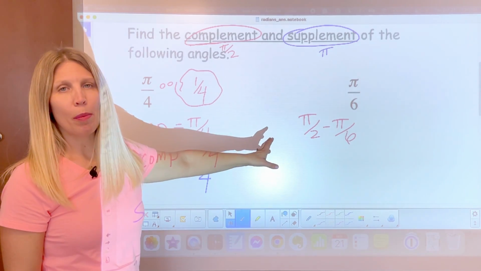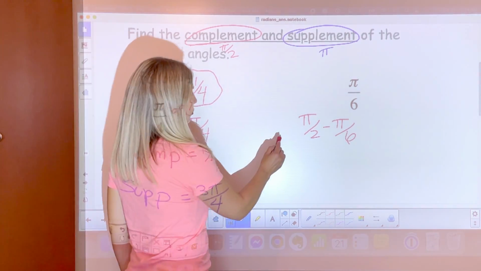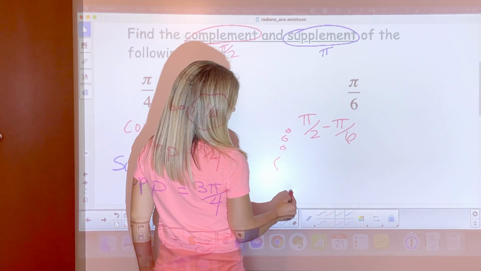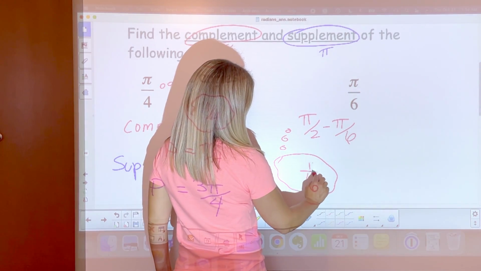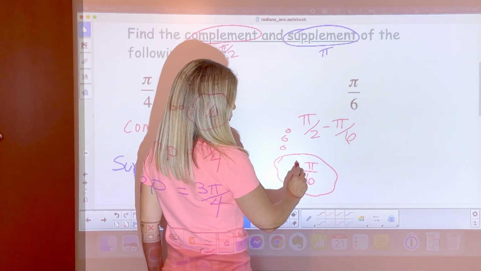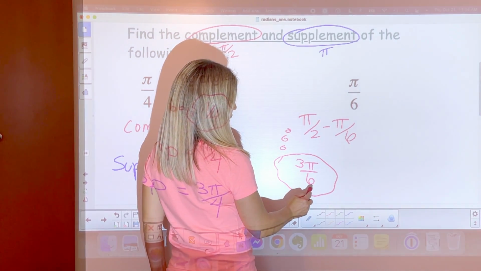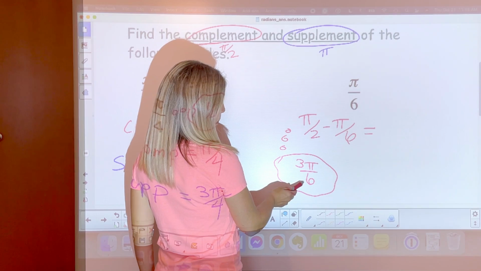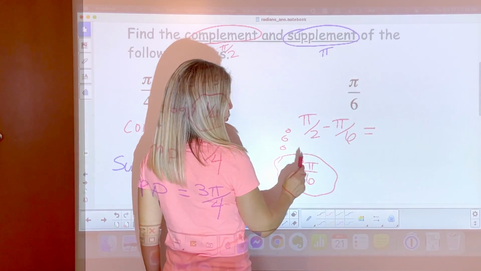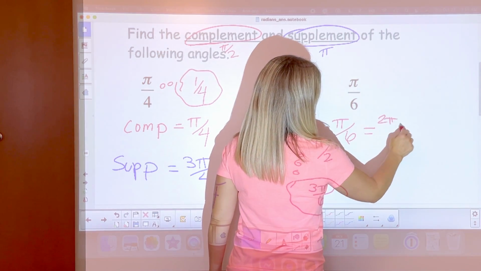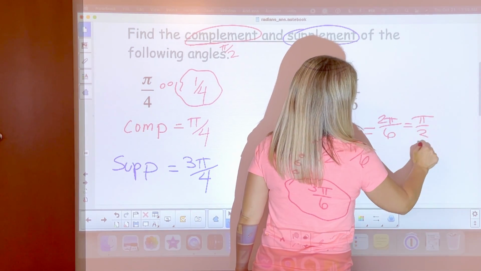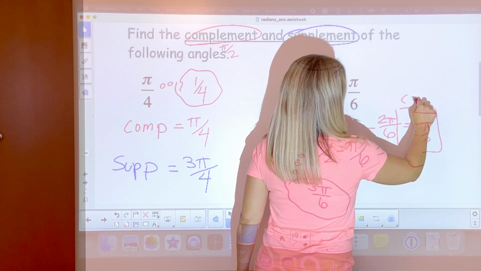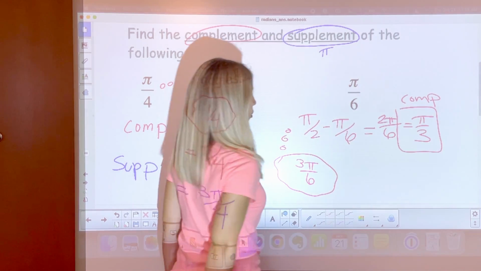But what do we remember about pi over 2? If we turn this into a fraction to simplify down, this would need to be 3 pi over 6. So if this is 3 pi over 6, 3 pi minus 1 pi is 2 pi over 6. But of course we must reduce to pi over 3. And this would be your complement for that angle.